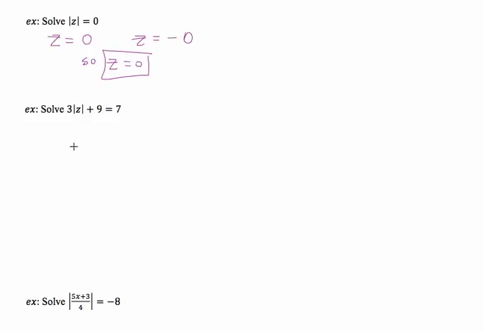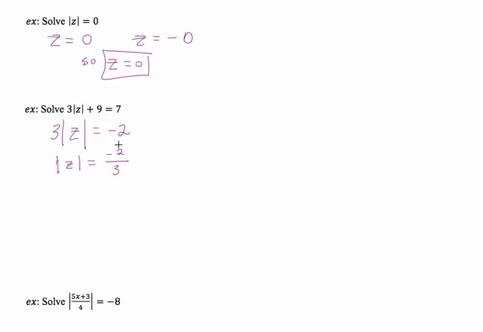All right, solving this one, make sure you're trying these on your own first, pausing the video. Solving this one, first we need to isolate the absolute value. So we have 3 times the absolute value of z equals, subtracting 9 from both sides, 7 minus 9, which is negative 2. Now we can divide both sides by 3 to get the absolute value of z equals negative 2/3.